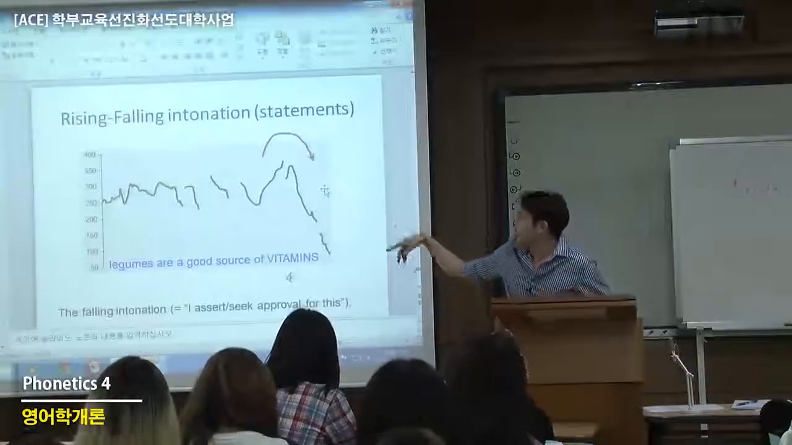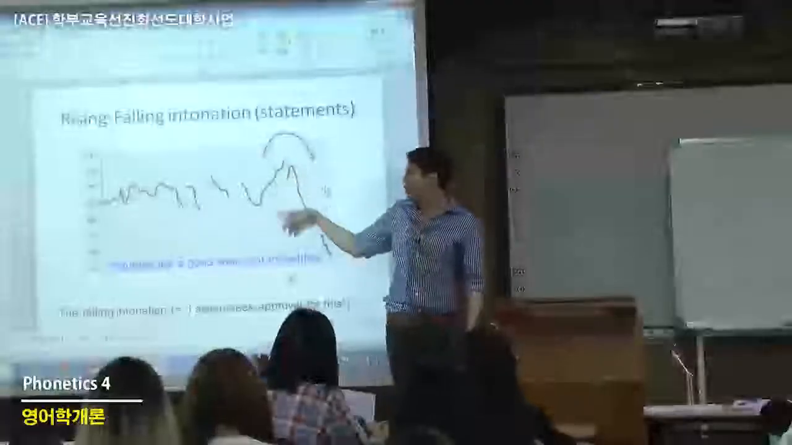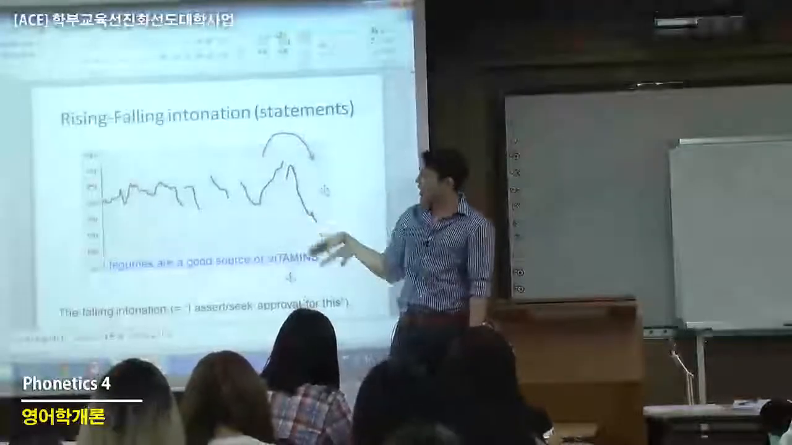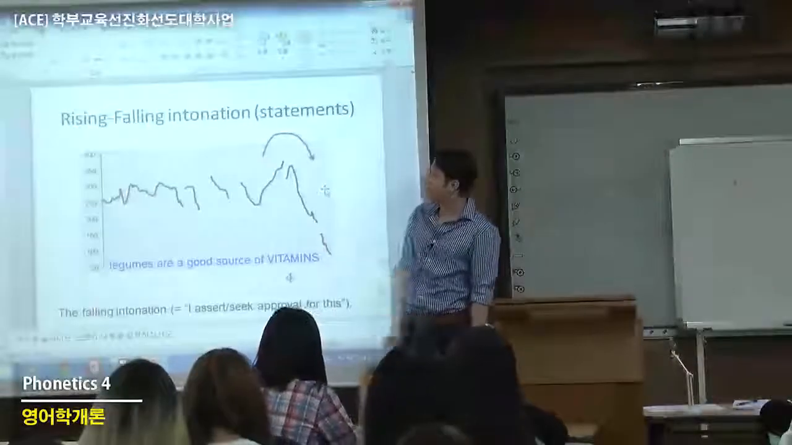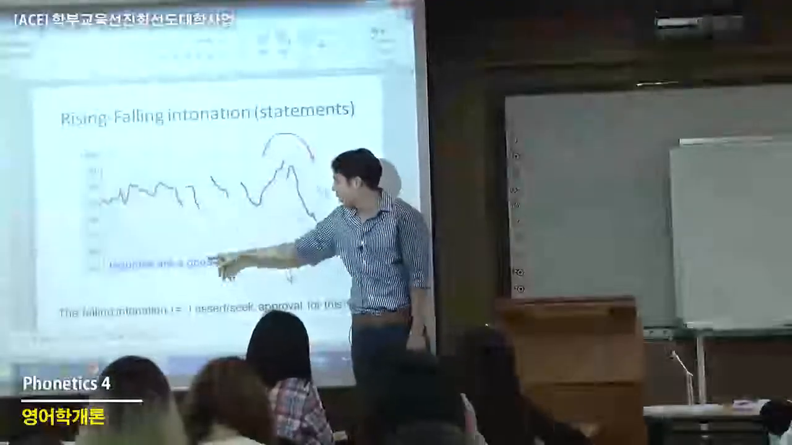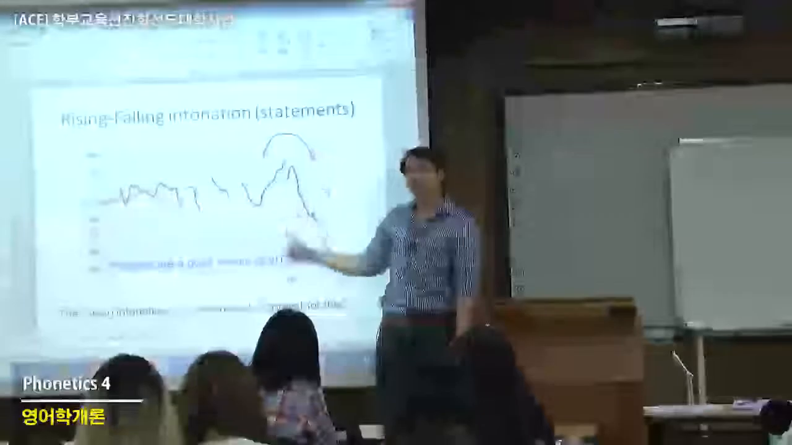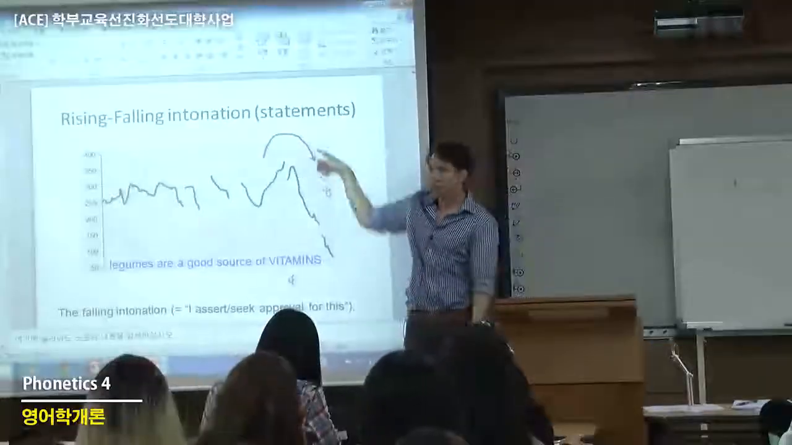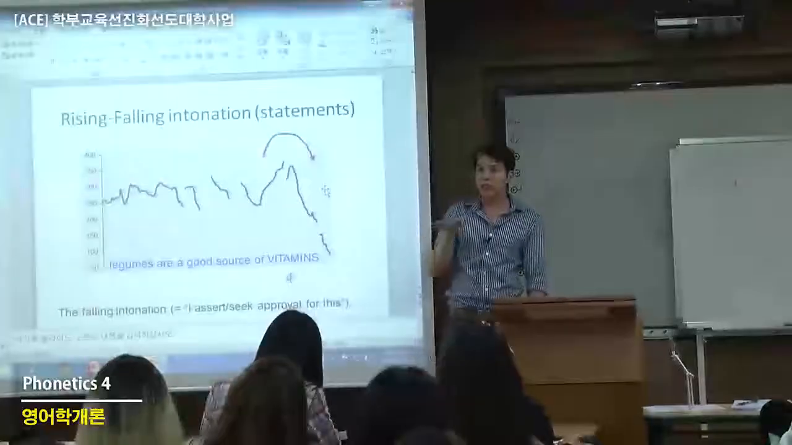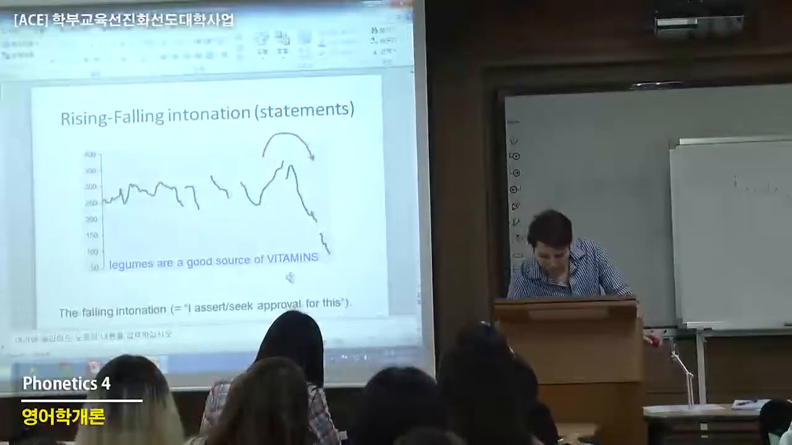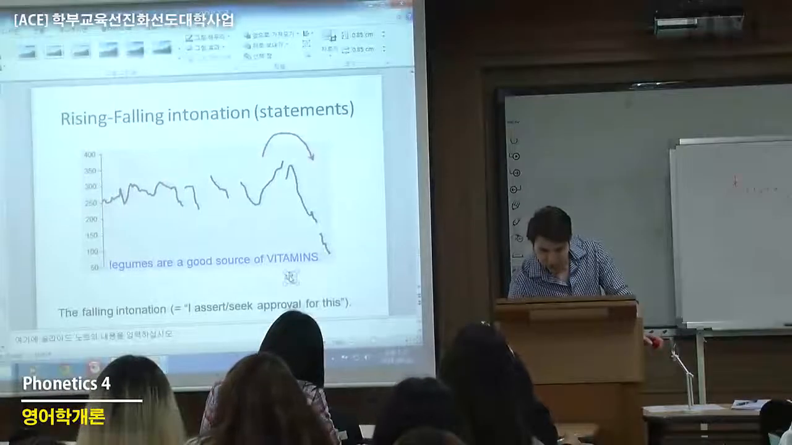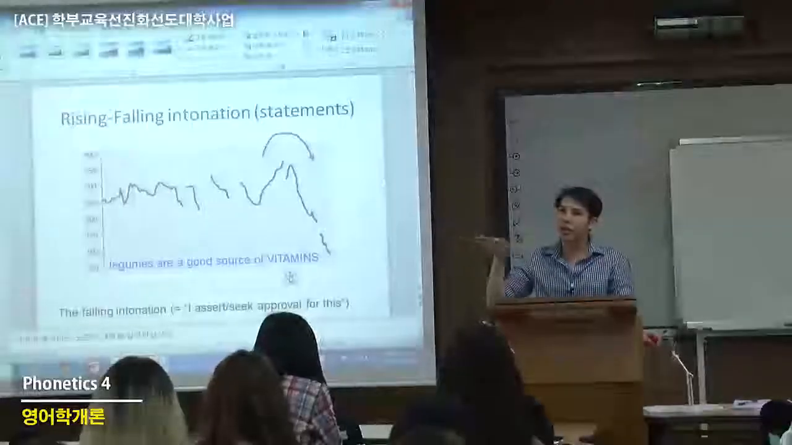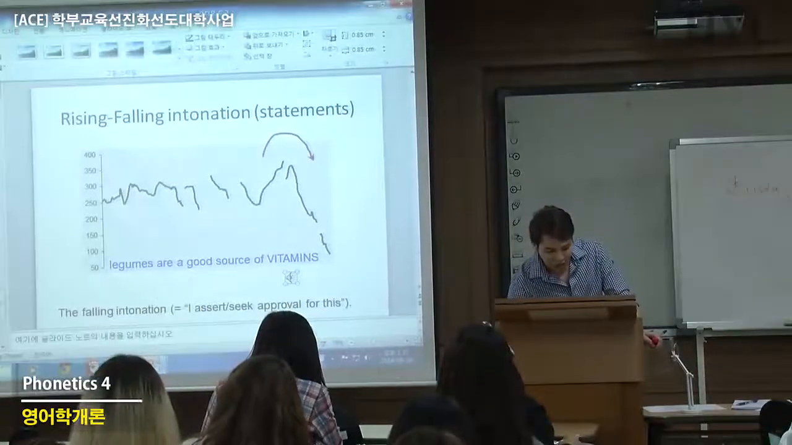So we talked about these, but this is the graphic way to show you that this is the general type of rising and falling statement, right? Legumes are a good source of vitamins. So the last content word will receive the stress, and also will have the rising and falling intonation if it's just a statement, okay? So this is just the broad, generalized, typical one, okay?